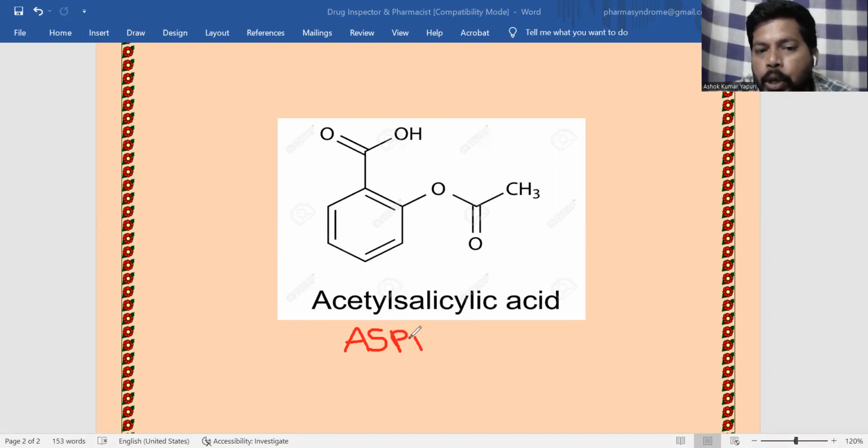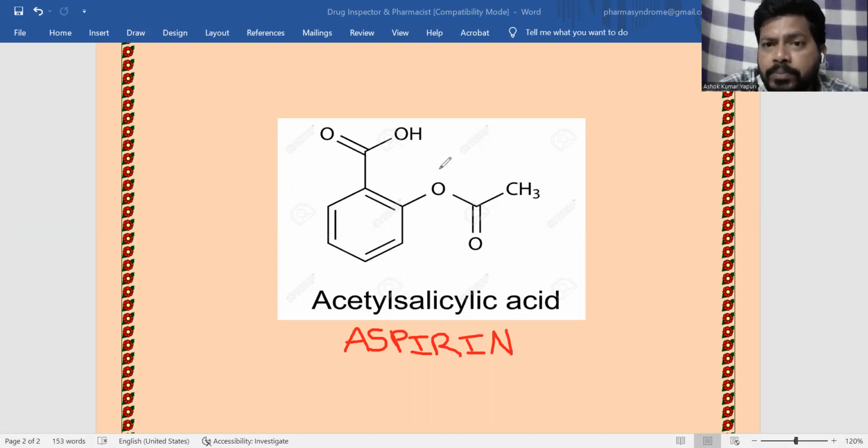So there are steroidal anti-inflammatory drugs and non-steroidal anti-inflammatory drugs. Steroidal anti-inflammatory drugs are like glucocorticoids, which have a steroid nucleus in their structure, but aspirin, chemically acetyl salicylic acid, does not have any steroid. That's why these are non-steroidal anti-inflammatory drugs. And as you know, aspirin has different applications and clinical uses.